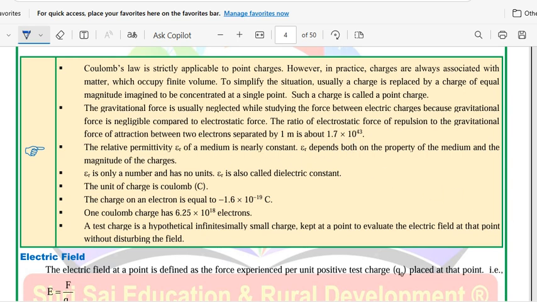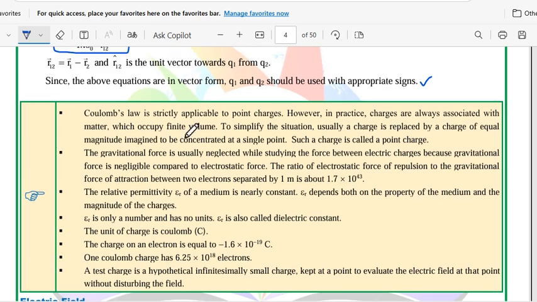Some easy points to remember. First thing is Coulomb's law is strictly applicable only to point charges. I have said, it is applicable only to point charges.